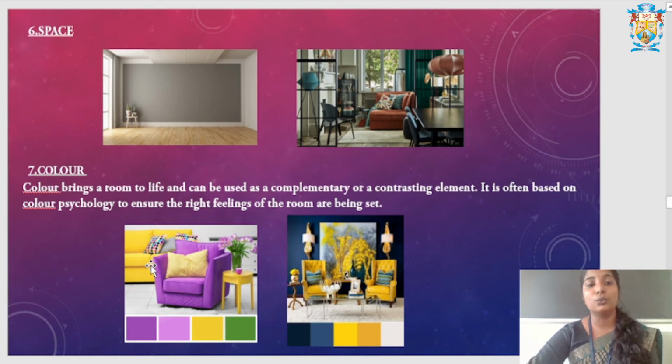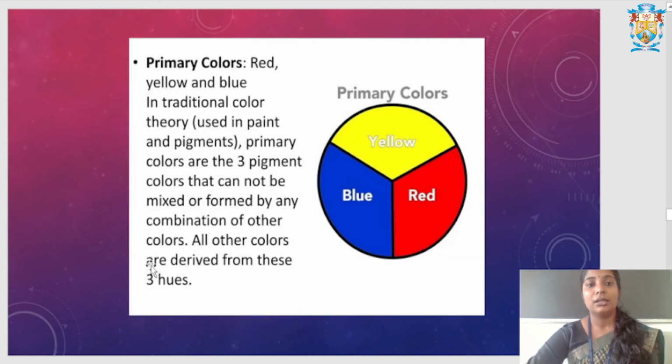Color brings a room to life and can be used as a complementary or a contrasting element. It is often based on color psychology to ensure the right feeling of the room is being set. Now color, there are three types of color. Let's see what they are.